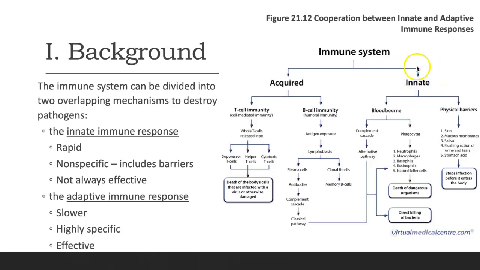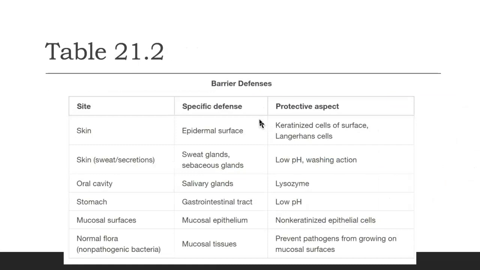You could see within innate, we have our physical barriers and our blood-borne pathways, such as our complement system and phagocytosis, and we'll also have inflammation within this route. Our acquired or adaptive immune system will consist of our B-cell immunity, also known as humoral immunity, and T-cell immunity, known as cell-mediated immunity. And here's a little table that will walk you through the barrier defenses. This would be within our first line of defense.